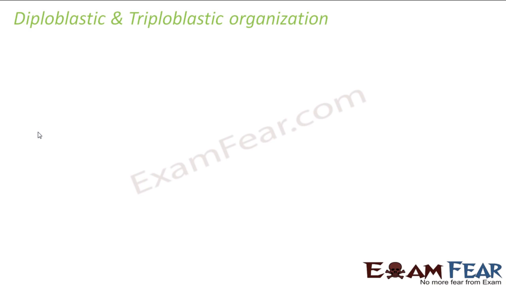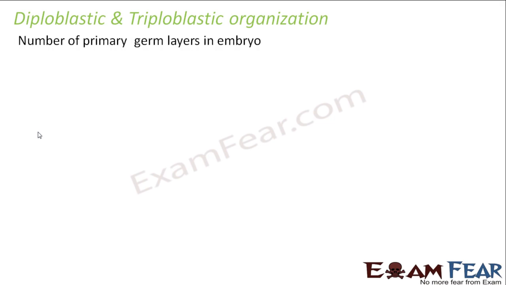These are the terms which actually tell us the arrangement of cells in the embryo. So here we are taking into consideration the embryology, how the embryonic development happens in different types of animals. Looking at the organization of cells in the embryo, we can divide them into two types. One is diploblastic and one is triploblastic. So let us see what it is. The number of primary germ layers in the embryo.